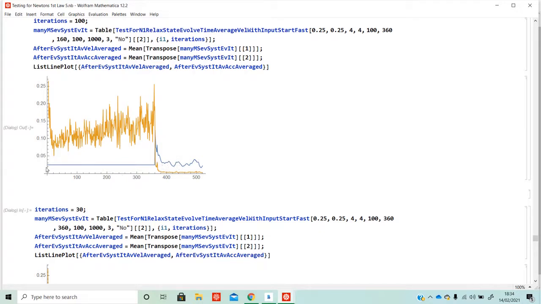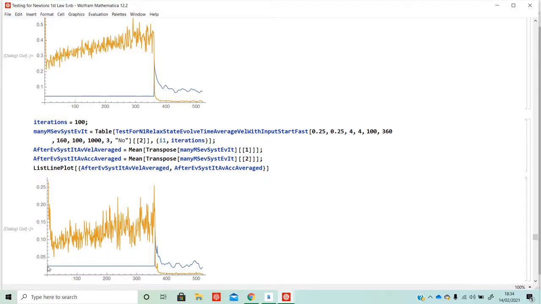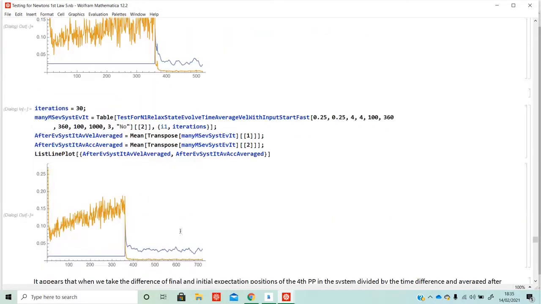So this is the value from the initial position to the final expectation position, right? The average initial position to the final average. What we've done here is we've taken the expectation of the initial position and subtracted that from the final expectation position, and then we've averaged over the iterations that we've done for each of the initial microstate runs. And this is what we get. It tends to be quite close.